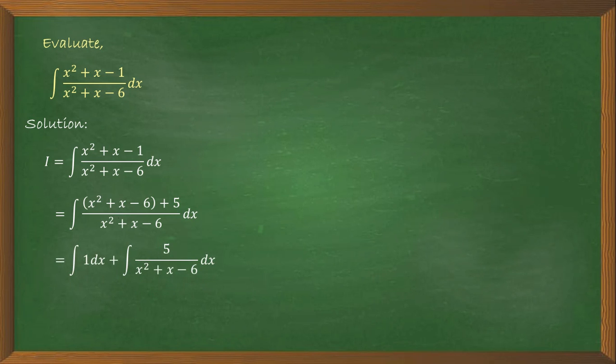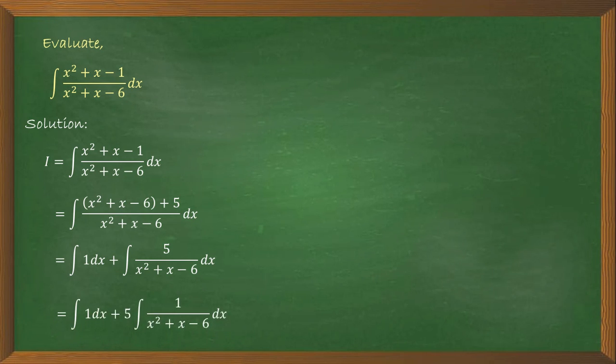Now next step is what? We have to take a separate denominator. Take a separate denominator, then you will get first integration 1 dx. Why is it 1? Because x square plus x minus 6 upon x square plus x minus 6 is 1. And the next one is plus 5 upon x square plus x minus 6 dx. So this is just by separating the denominator.